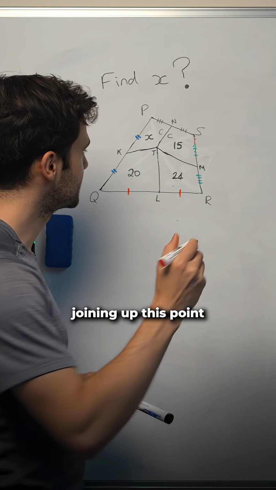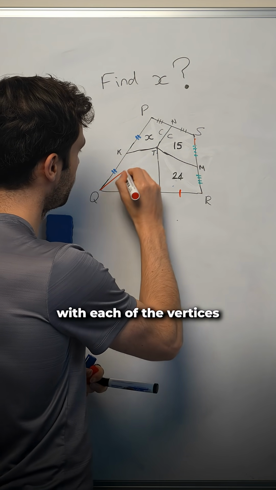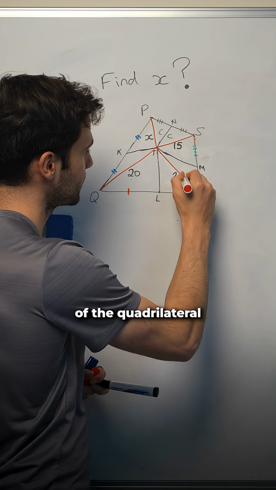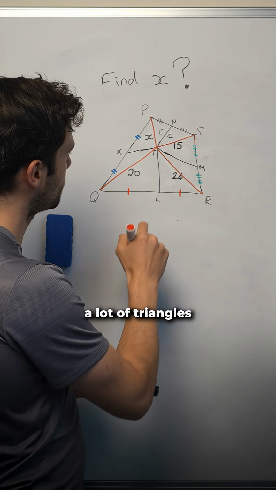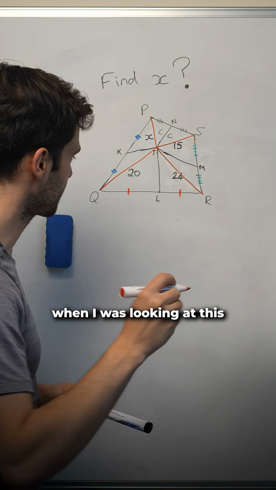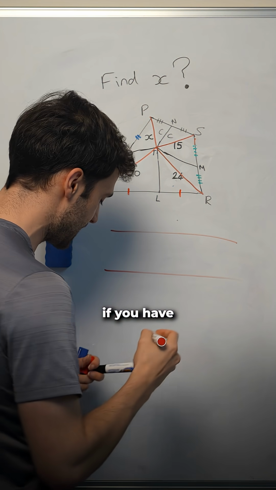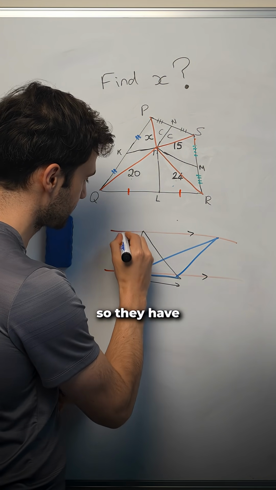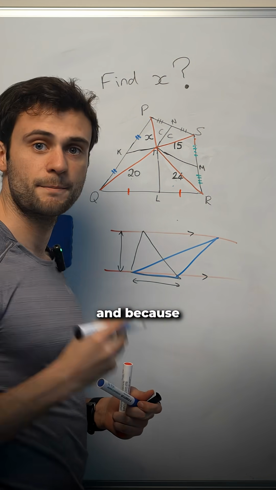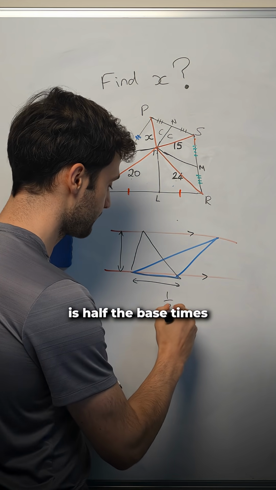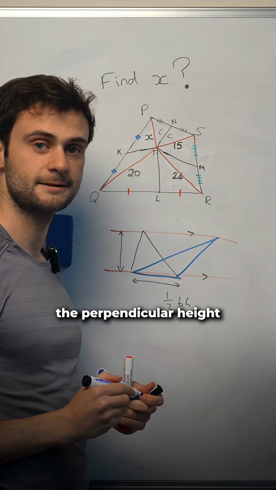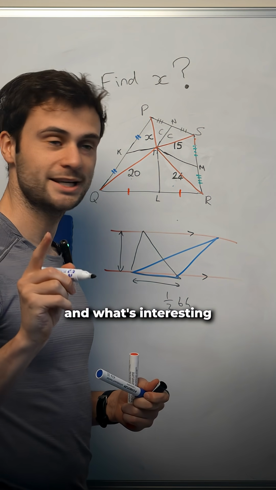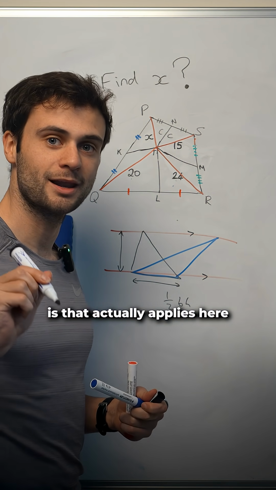Joining up this point T in the center with each of the vertices of the quadrilateral, I noticed that gave us a lot of triangles. When I was looking at this, I spotted that if you have 2 triangles with the same base, and these lines are parallel, so they have the same perpendicular height, and because the area of a triangle is half the base times the perpendicular height, they must have the same area. And what's interesting is that actually applies here.